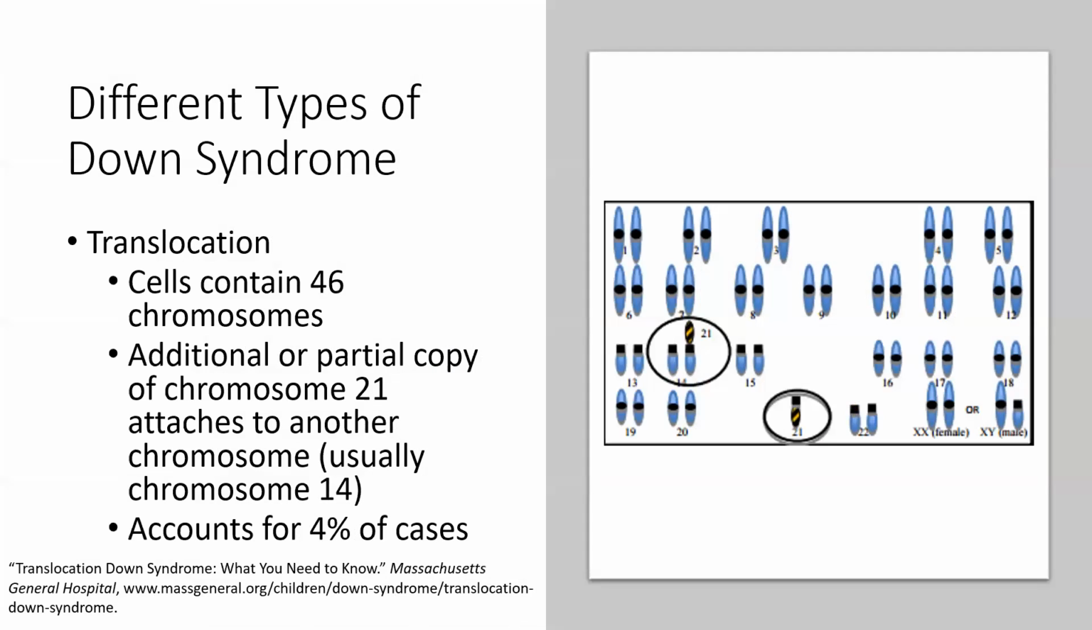We also have a third type of Down syndrome, which is translocation, which accounts for about 4% of Down syndrome cases. The total number of chromosomes in the cell remains 46. However, an additional full or partial chromosome 21 attaches to another chromosome, usually chromosome 14. The presence of the extra full or partial chromosome 21 causes the characteristics of Down syndrome.